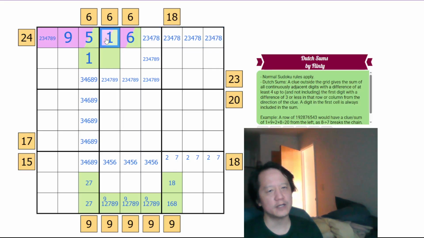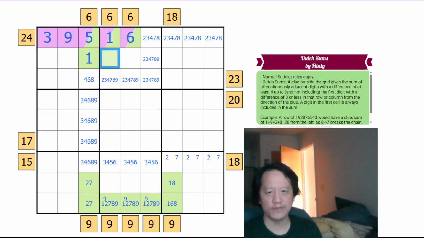These already add up to 21 here. So 21 plus 21 is 3 here. So this is 3, 9, 5, 1, 6. We celebrate because 3's in the corner. So this cannot be 3 or 9. It's 4, 6, or 8.